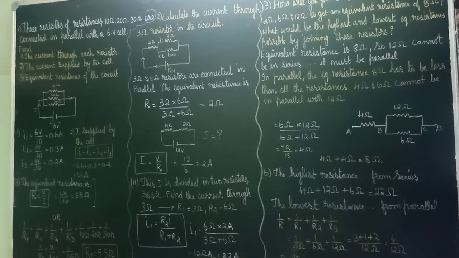The second question is the current supplied by the cell. So the total current supplied by the cell we should find. So the current supplied by the cell is I. If you want to find I, the formula is I is equal to I1 plus I2 plus I3. So if you add all the 3, you will get the total amps.